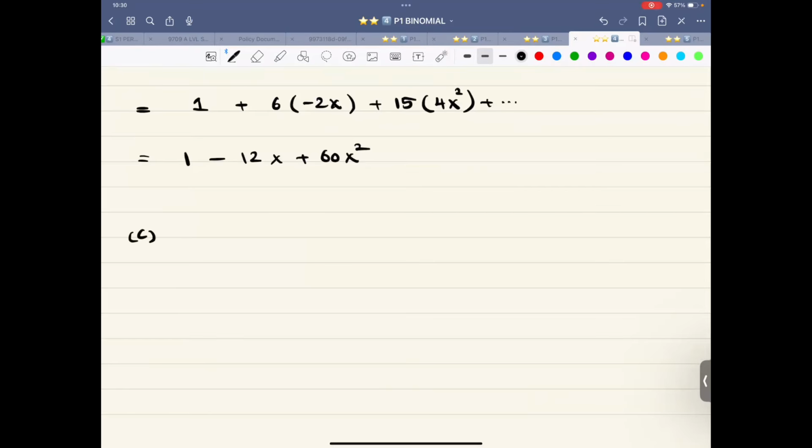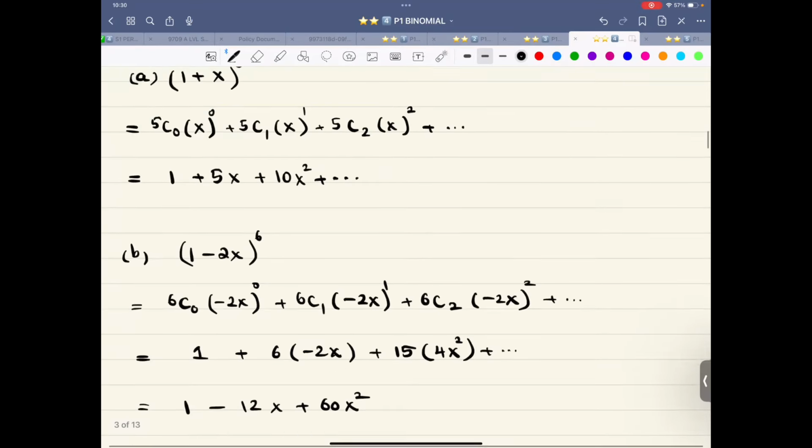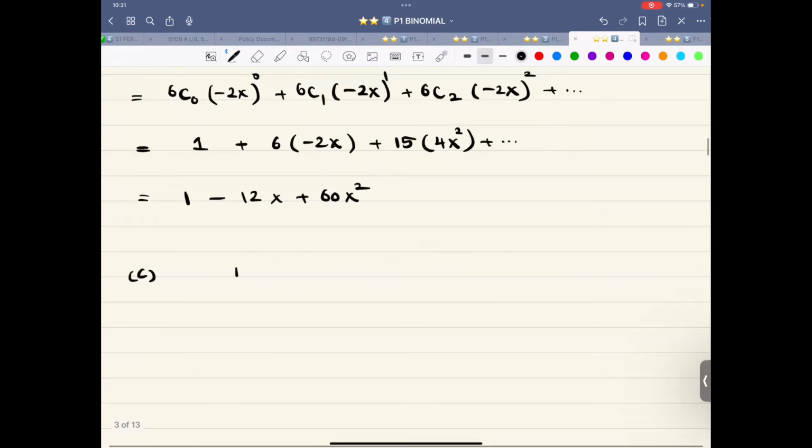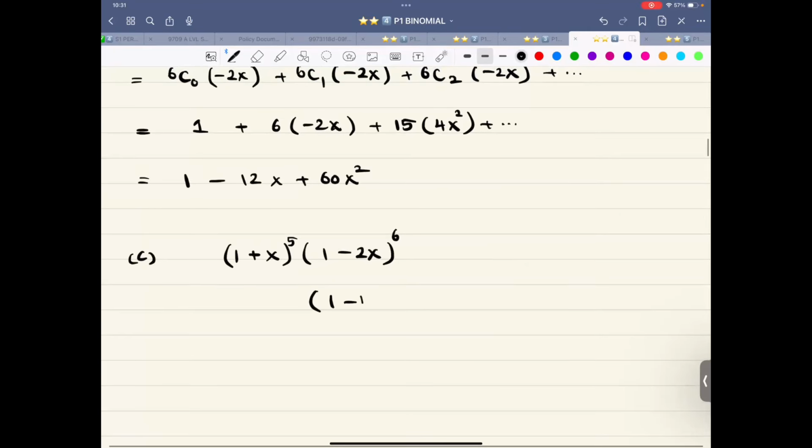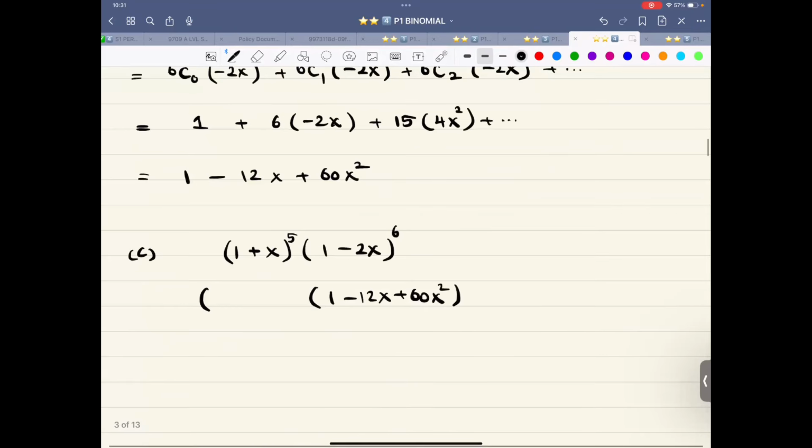Part C. This is 1 plus x raised to power of 5. This is 1 minus 2x raised to power of 6. This is 1 minus 12x plus 60x squared. This is 1, 5, and 10. 1 plus 5x plus 10x squared.